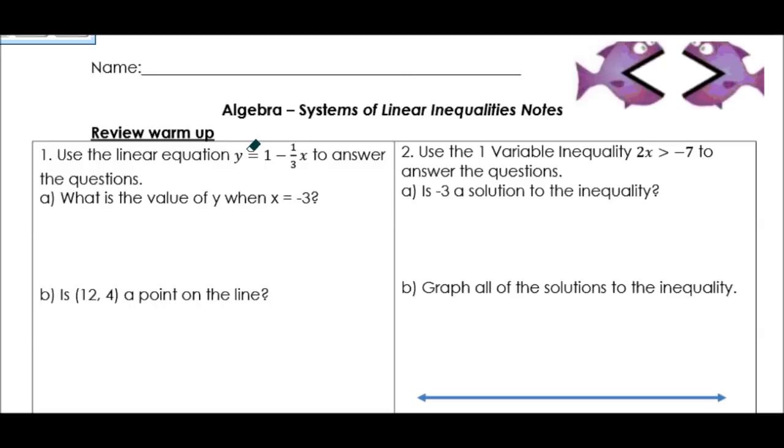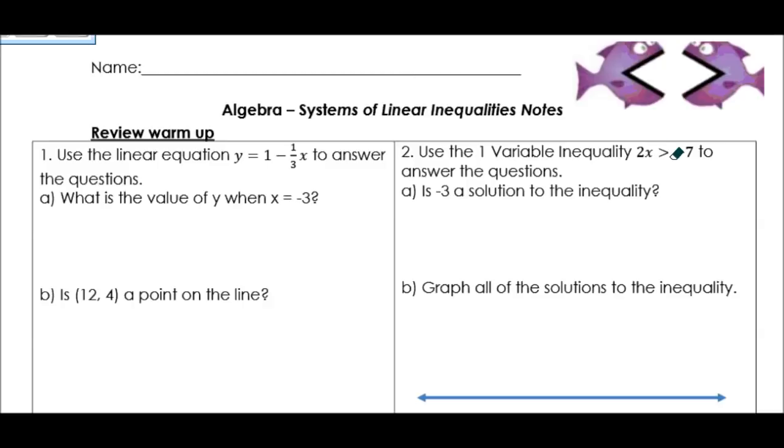We've seen inequalities with only one variable. So that looks like this: 2x is greater than negative 7. Now we're going to learn about linear inequalities, which are going to have an inequality symbol: greater than, less than, or equal to, greater than or equal to.